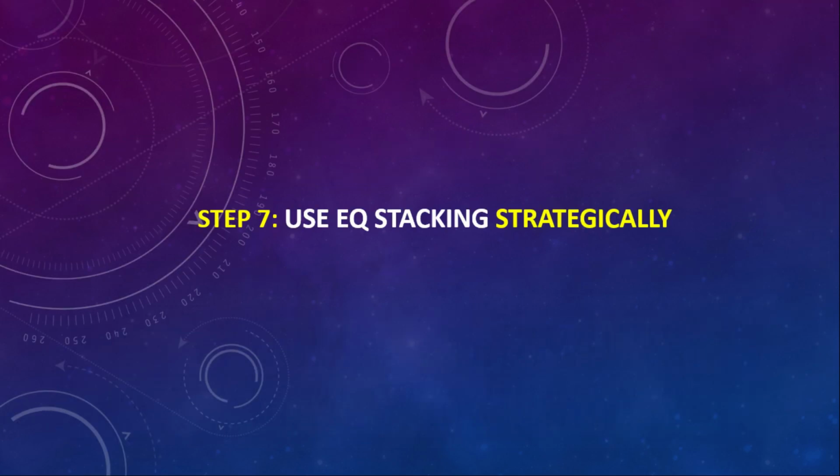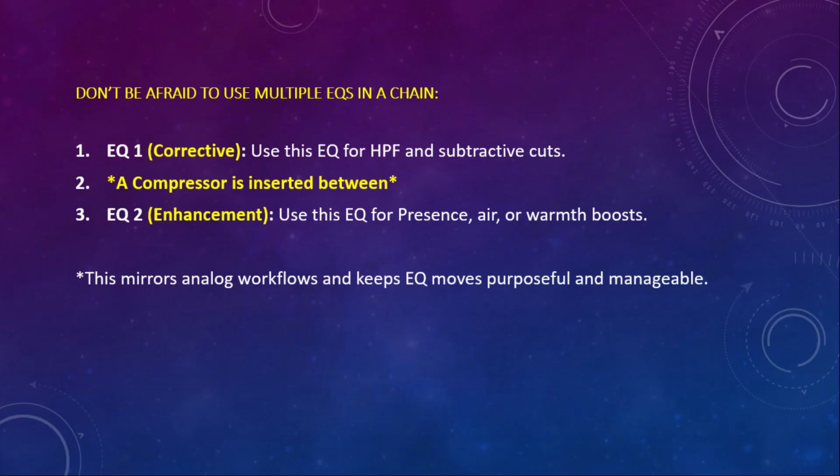Step 7, use EQ stacking strategically. What does this mean? Well, don't be afraid to use multiple EQs in a chain. For instance, number 1, you have a corrective EQ, and you use this EQ for HPF and subtractive cuts. And the second component you might have in between them is a compressor that's inserted between, and then you might have an EQ after that compressor. So the second EQ, you might use for enhancement. So you use this EQ for presence, air, or warmth and boost. Now, this mirrors analog workflows and keeps EQ moves purposeful and manageable, which is important.